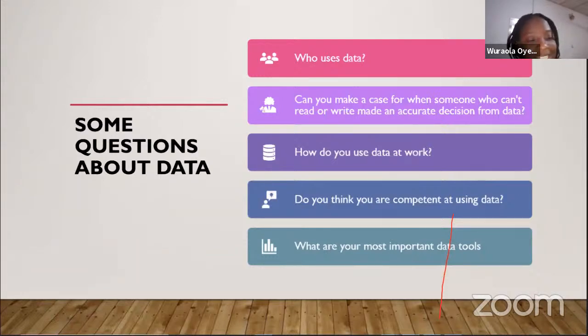Okay, Abubakar Sadiq says stock taking, forecasting, patient counseling, journal publication. Those are some of the ways he uses data. Okay, I'm looking forward to other responses.